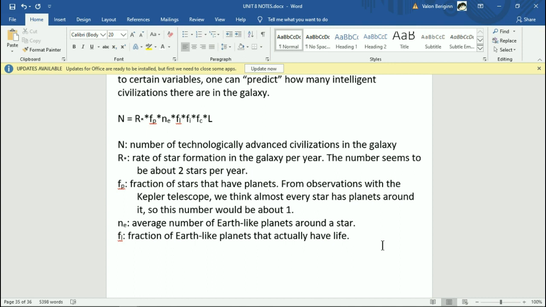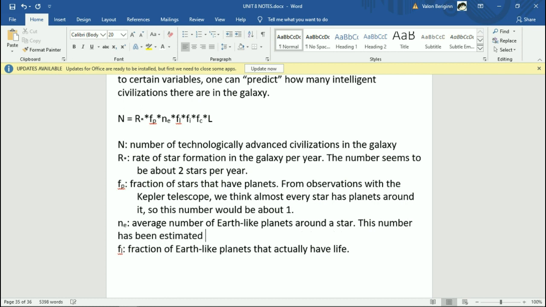I've seen that this number has been estimated to be from about 0.1, meaning that every 10 stars has an Earth-like planet, to maybe 3. So if you span the definition, there's a pretty good range for this.